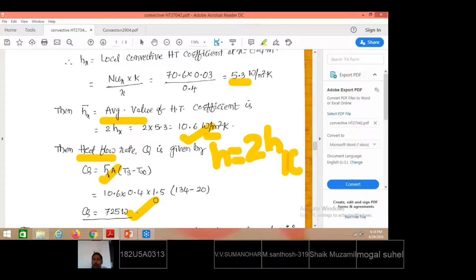This is how any convection problem has to be calculated. This is how one has to calculate any type of convection problem. Hoping that this is understood. Assuming that you have the textbook with you, you can take any problem from the textbook and calculate it on your own.